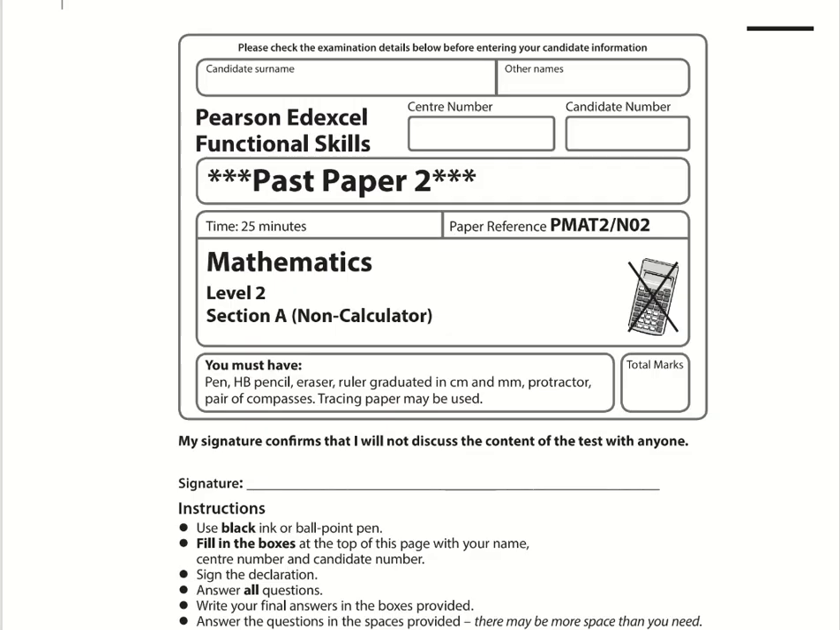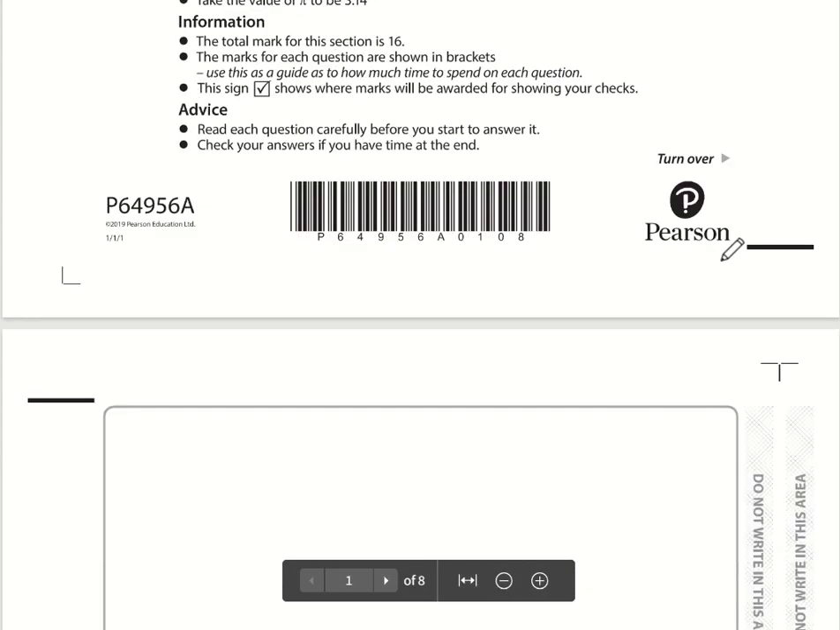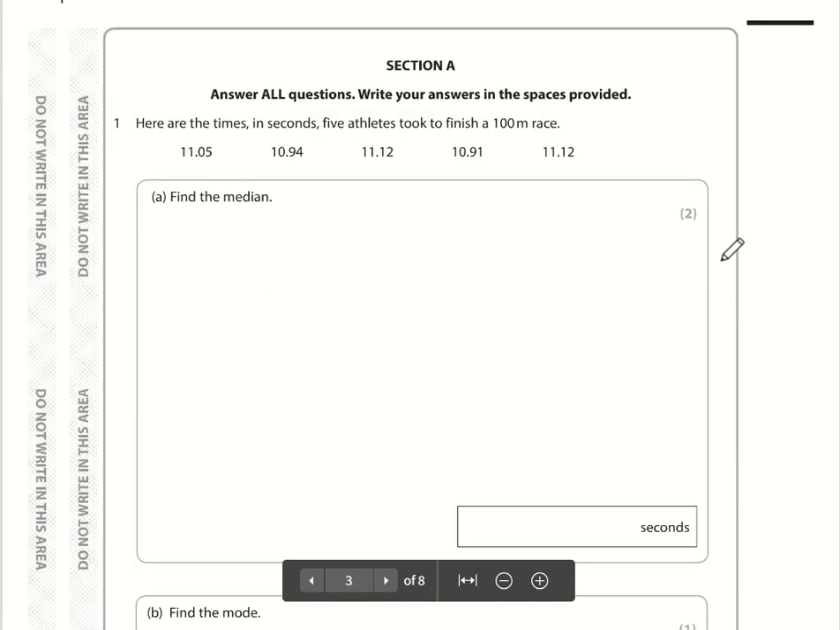Here are the video solutions for Pearson Edexcel Functional Skills Maths Level 2. This is past paper 2 and this is section A, which is the non-calculator section. So let's jump in and take a look at question number 1.